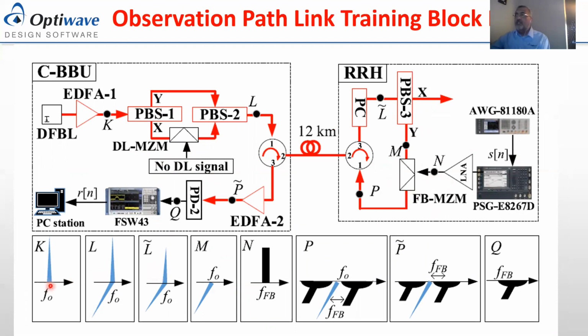If you look at point K in the system, you have the laser and then the two polarizations X and Y at point L. At point L prime you see still the same thing, but because of the attenuation, the signal level goes down. Point M is the Y polarization, which can carry the data on it. This is the data called the feedback frequency. Then you transmit this data over, after modulation you have the two signals, and eventually this signal is detected at the baseband unit.